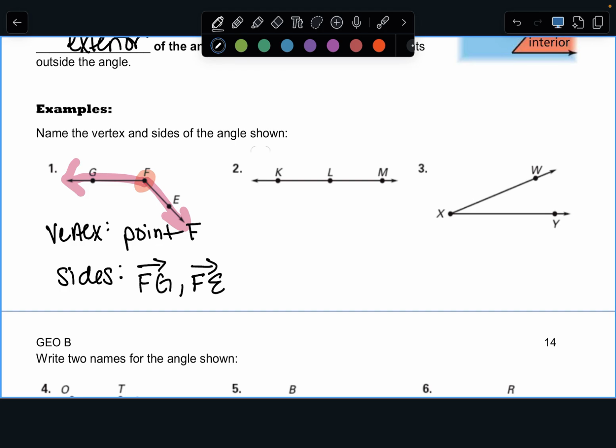The next one looks a little weird. This is an angle that we've taken and we've just flattened it. It's now straight. What's the vertex of this angle, do we think? L. I agree. Vertex is L. What's one of my sides? LK. And what am I missing if I just write LK down? I need the ray symbol. Ray LK. What other ray is a side? LM. Perfect.